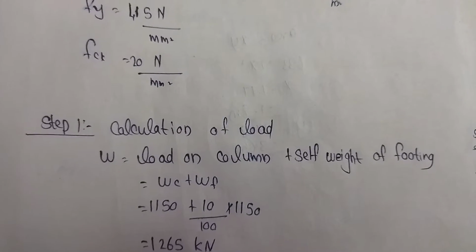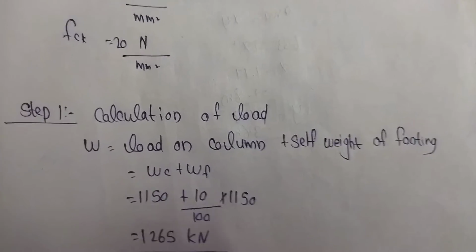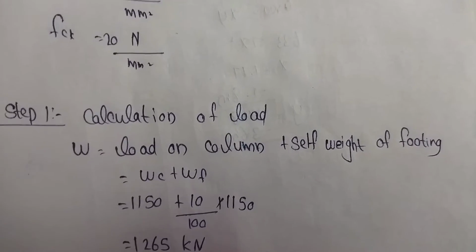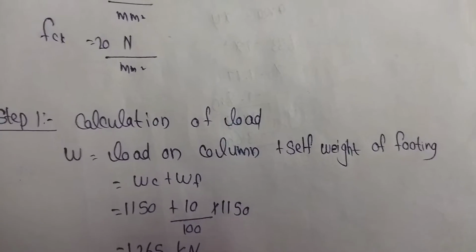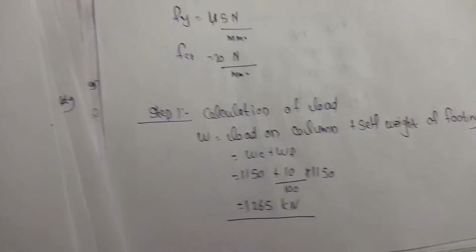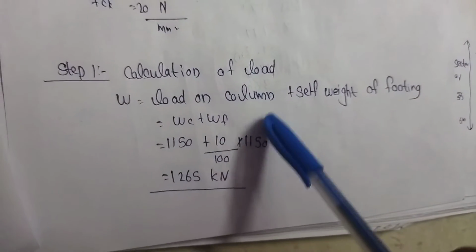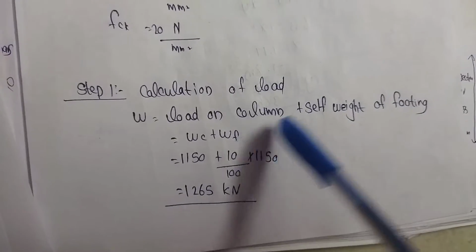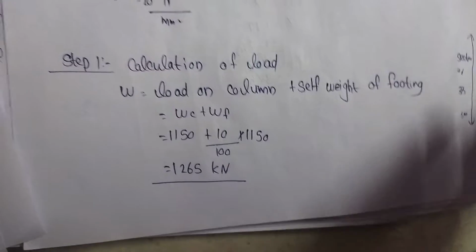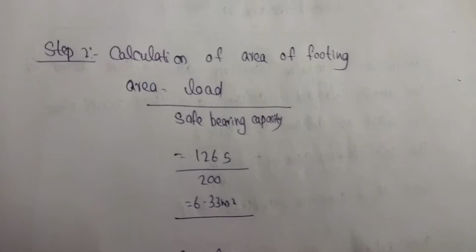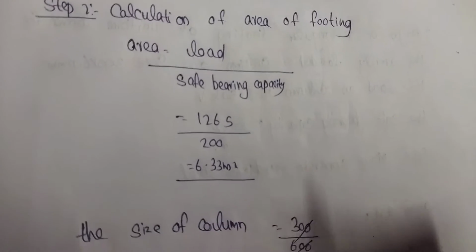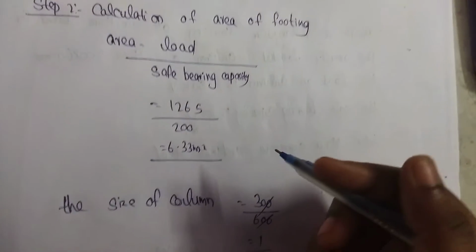The load of the column is given as 1150. The self weight of the footing we assume as 10% of the load of the column. Then add these two values, which gives the total load. Then calculation of area of footing. So area of footing is calculated as load divided by safe bearing capacity.